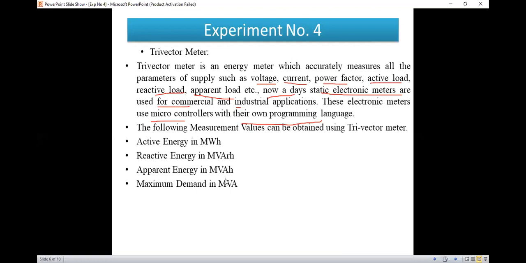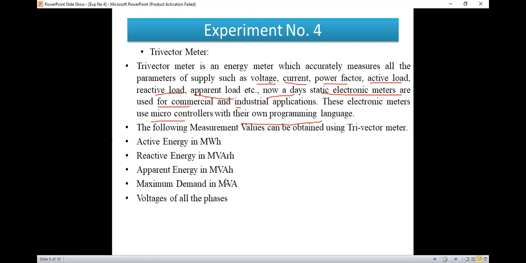So this equipment is generally used where there is a generating station or where there is a distribution station. To measure the active energy of that generator, the reactive energy of that generator, or the apparent energy of the generator. Then the maximum demand of that generator, that is demand kVA. I think you have already discussed or studied this demand factor or demand in power systems.